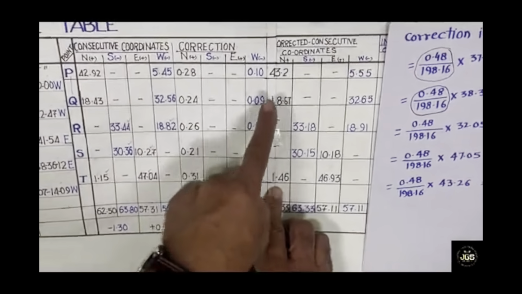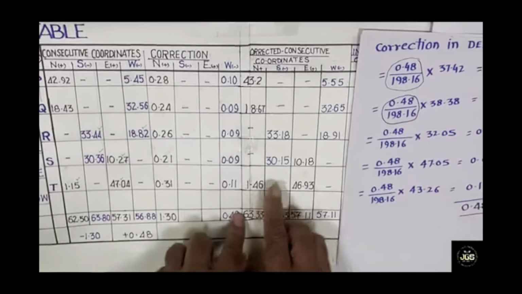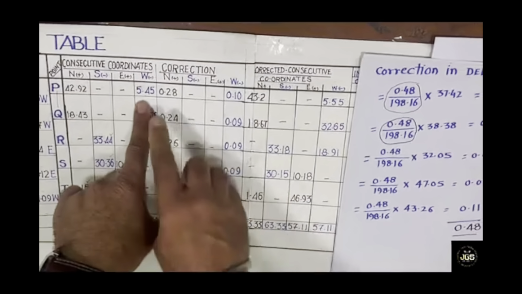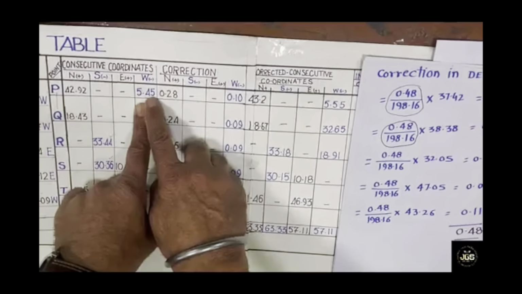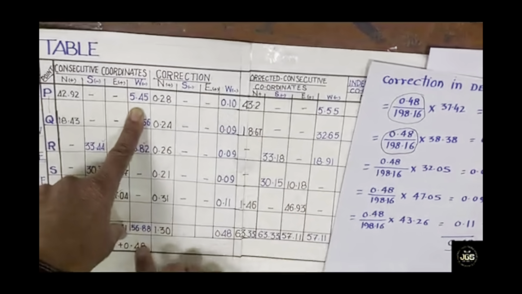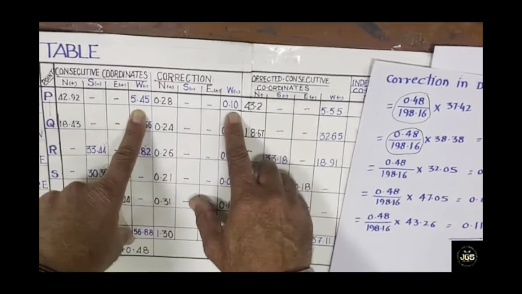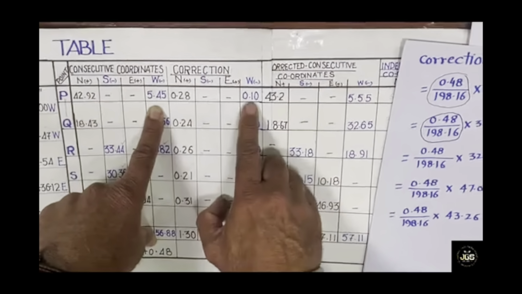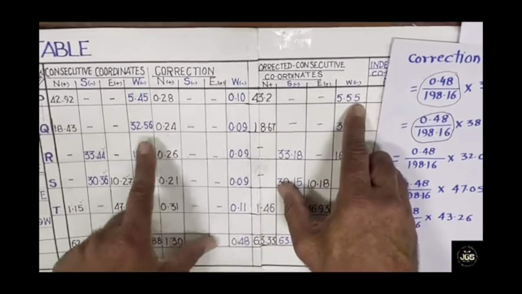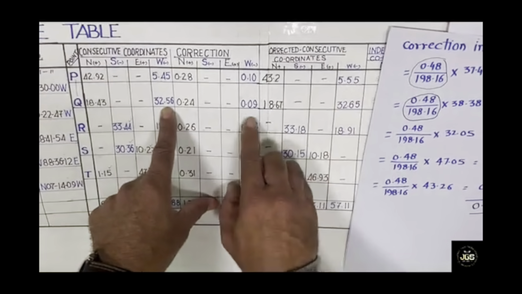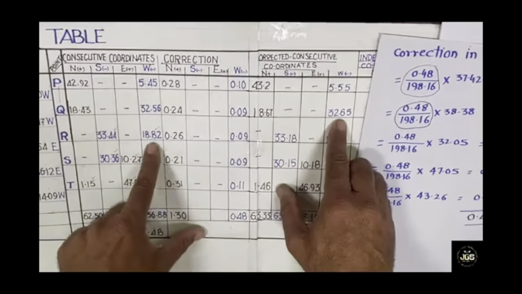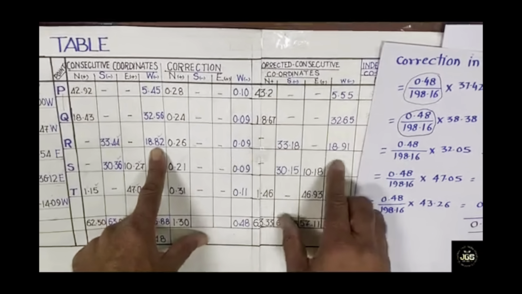This is the way how we can calculate the corrected coordinates, and similarly we have to get the corrected coordinates in the south column. Now we are going to the departures. Here the departure is negative for point P, it is 5.45. The correction is again applied in the west column, because our error is plus, so we apply the correction in the negative, that is in the west. So this is west and this one is west, both are the same nature, so 5.45 plus 0.1 comes to be in the same column, 5.55. Similarly this is again west, 32.56, the correction is in the west column, both are of the same nature, add 32.56 plus 0.09, this comes to be 32.65. Similarly 18.82, it is west, the correction is west, 0.09, it comes to be 18.91.